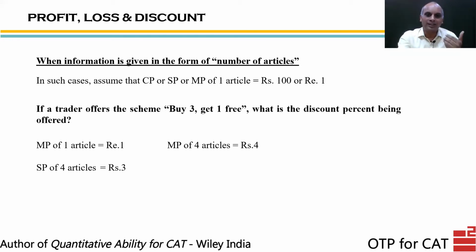So what is the discount percent? Discount is 1 rupee and MP is 4 rupees. So discount percent by formula will be 1 by 4 into 100. And that is 25% discount being offered here.